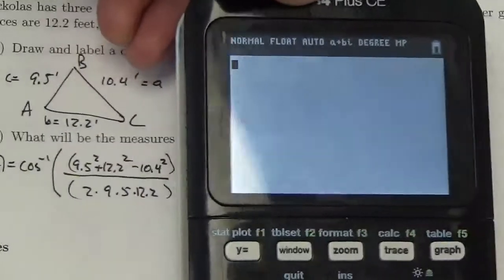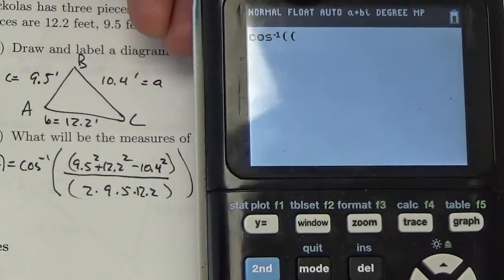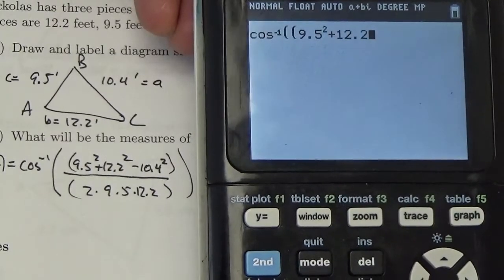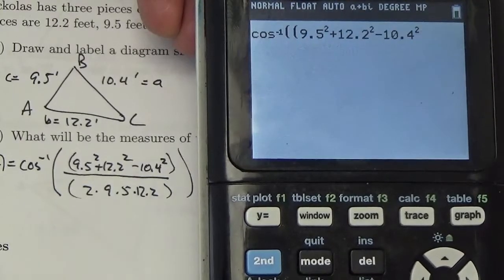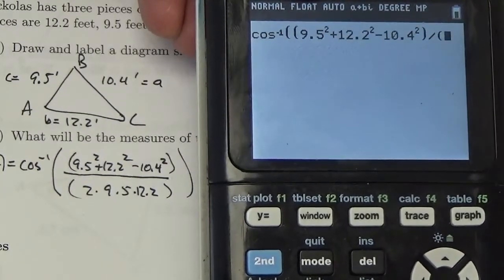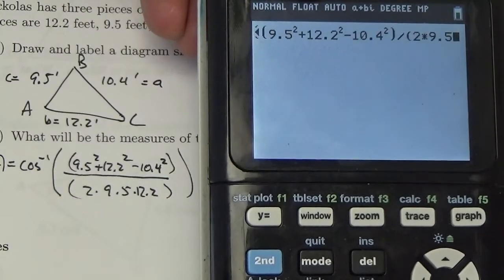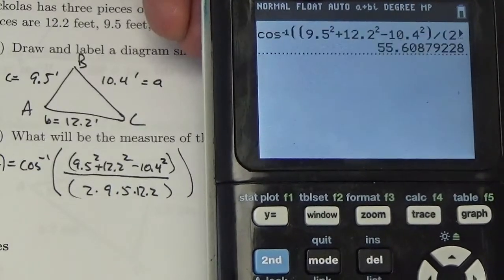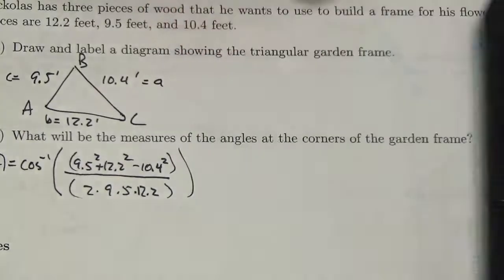And I'll just go to my calculator. Let's enter that in. So that is going to be the inverse cosine, so second cosine, another set of brackets there, 9.5 squared plus 12.2 squared minus 10.4 squared, close brackets, divided by, open them up again, 2 times 9.5 times 12.2. Close the bracket, and I get, okay, we're going to round that to the nearest whole, so we're going to get 56 degrees there.